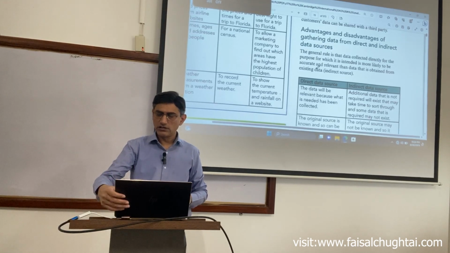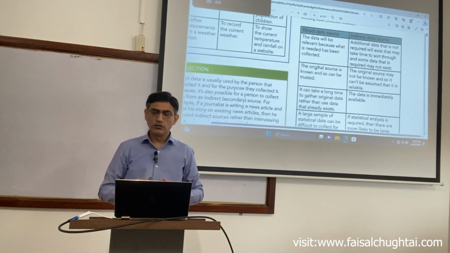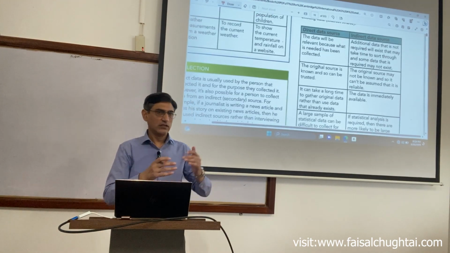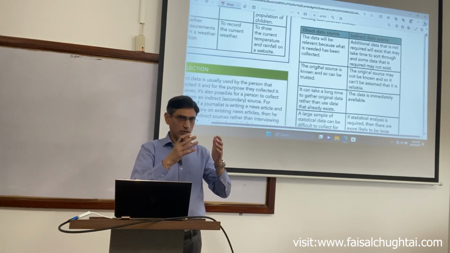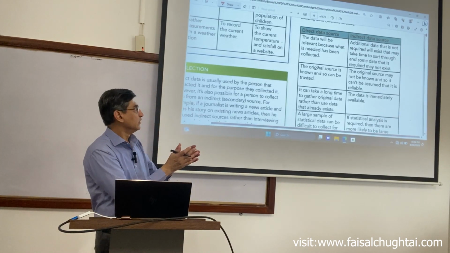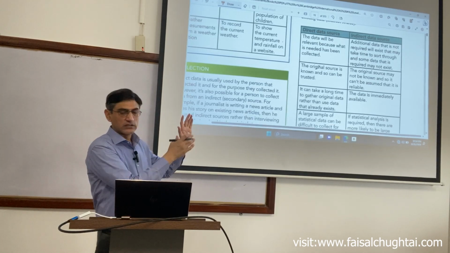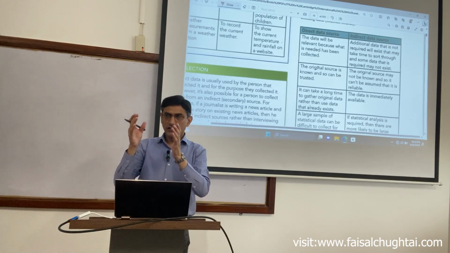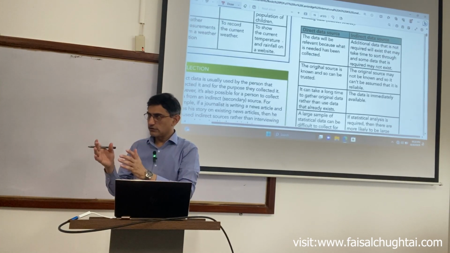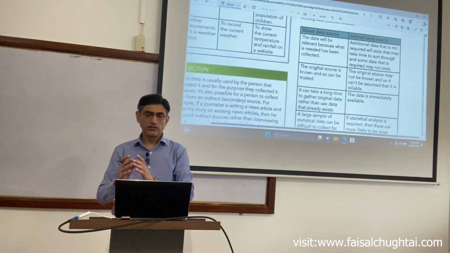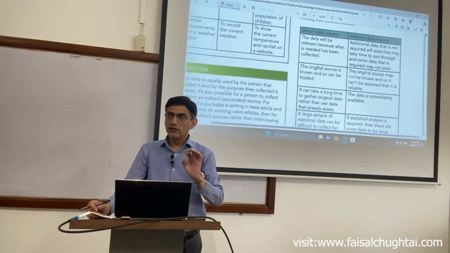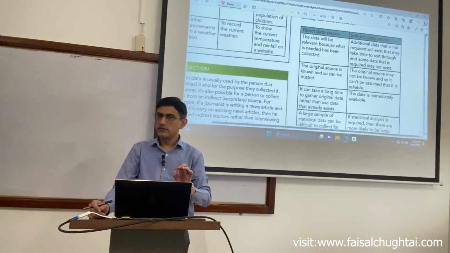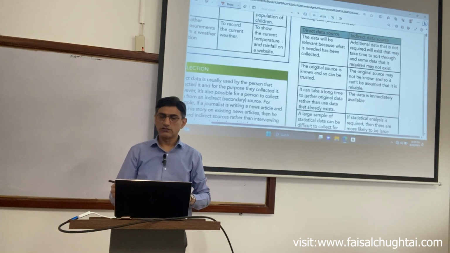So how it is arranged here in this table is that you will not find the advantages and the disadvantages written separately, but in a mixed way. If you look at this table, one of the columns is about direct data sources, the other one is about indirect data sources. So first have a look at direct data sources in terms of the advantages and disadvantages. I will read a statement and you will tell me if this statement depicts an advantage of direct data source or a disadvantage of direct data source.